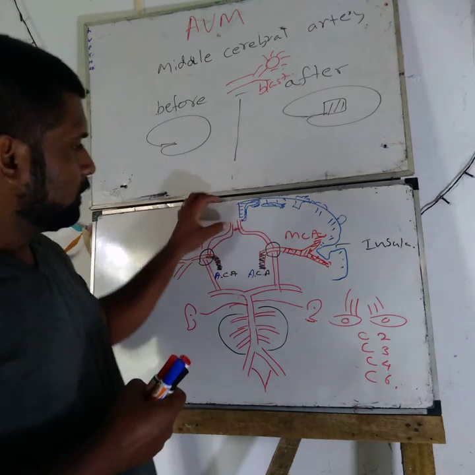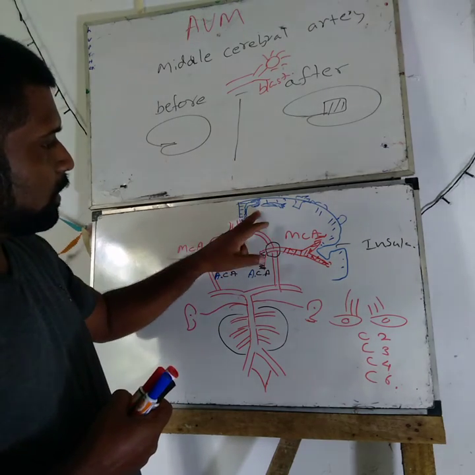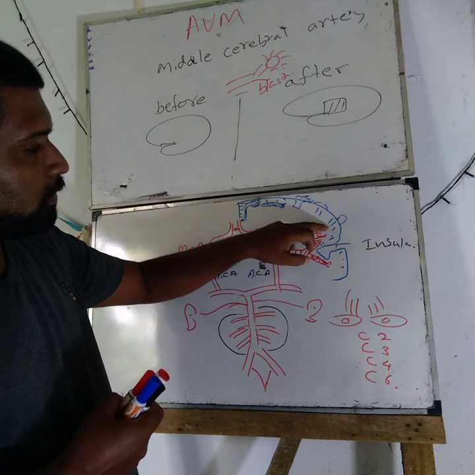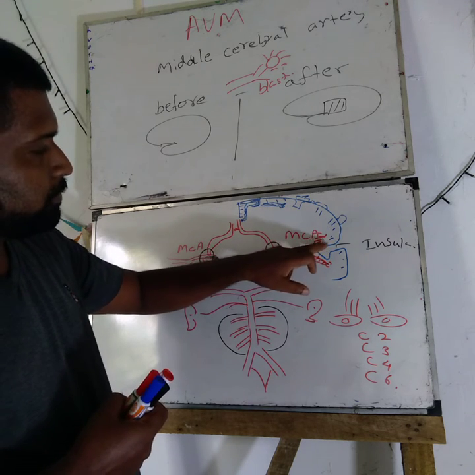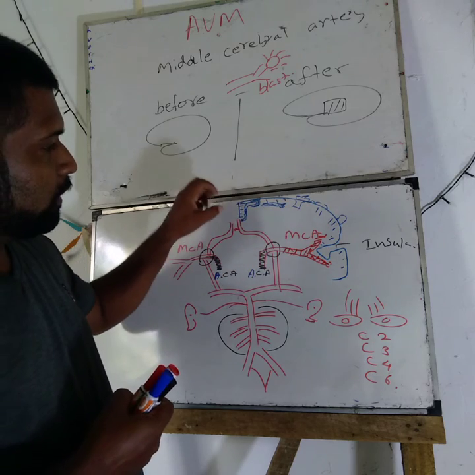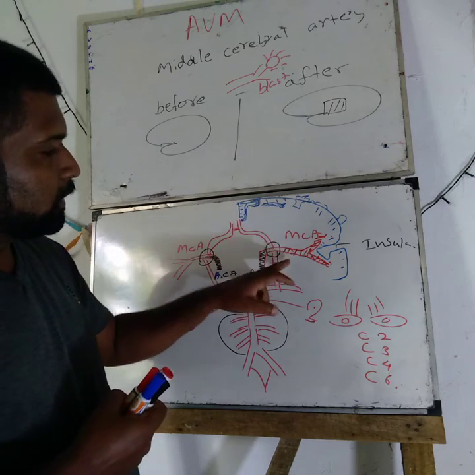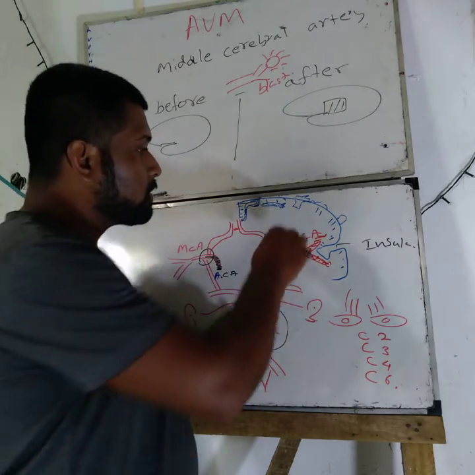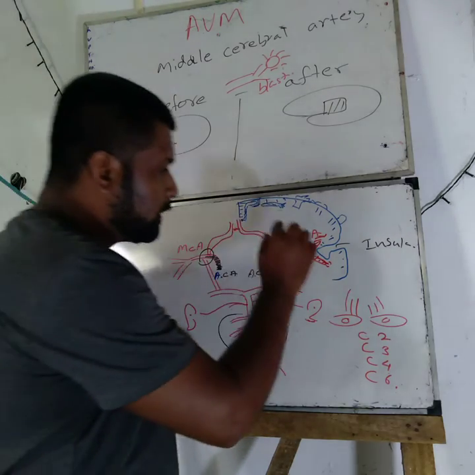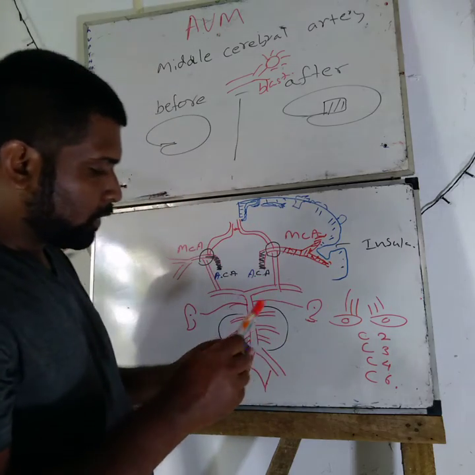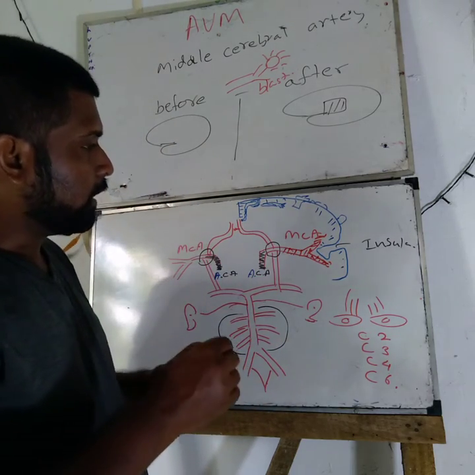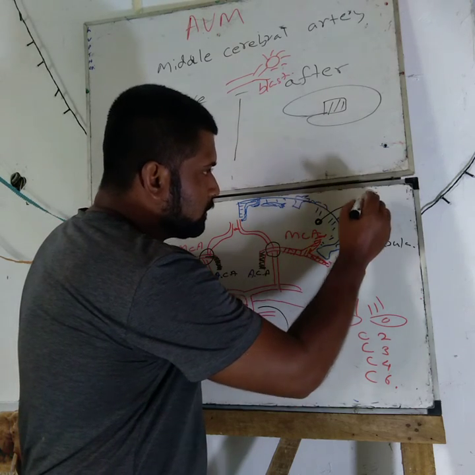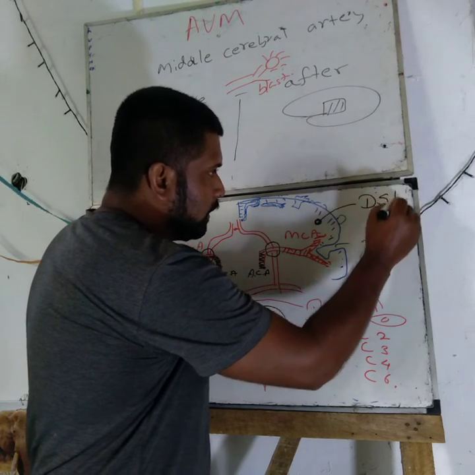When we consider the leg area, hand area, face area, tongue, this area, we can identify the arterial supply of this cortex. When damage occurs to the arterial supply area, how can we identify the area? This is the DSA check.